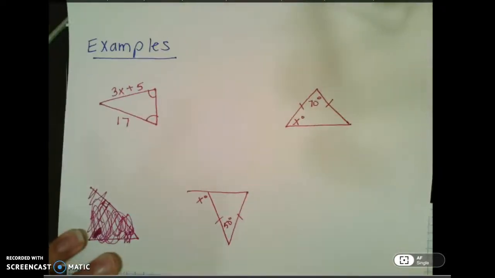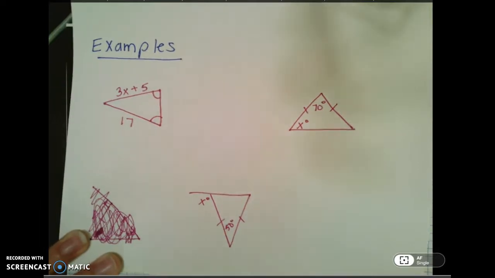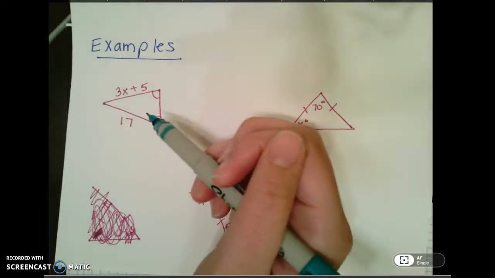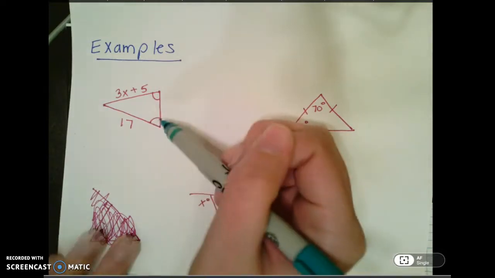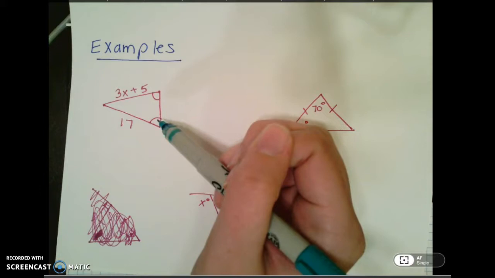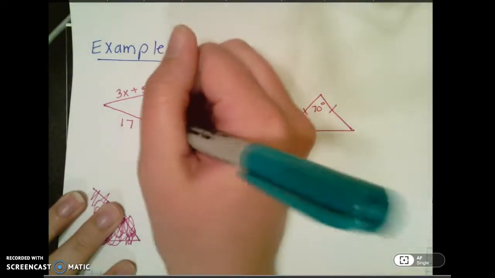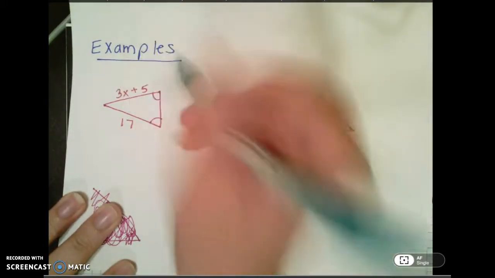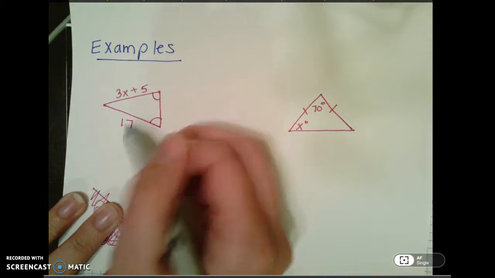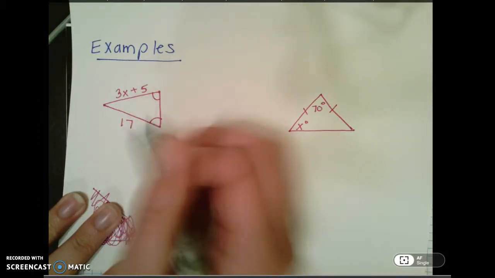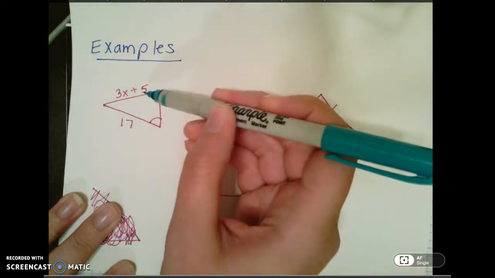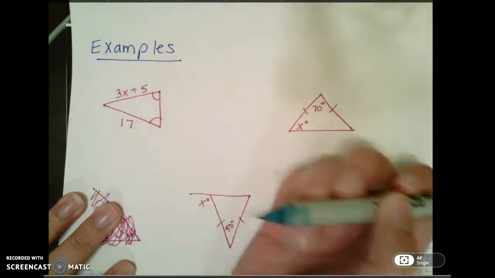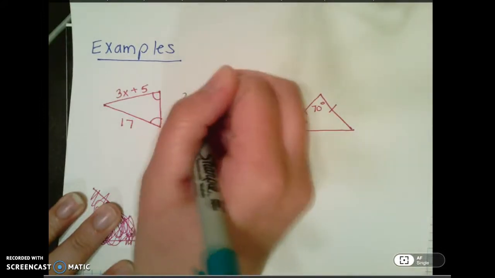So I've done a couple examples here. Please ignore my scribble. So here I have a triangle. It tells me that two of my angles match. Well, if two of my angles match, that means the opposite sides also match. So the side opposite this angle is 3x plus 5, and the side opposite this angle is 17. So because I know it's an isosceles triangle, I know that the 3x plus 5 side must be the same length as my 17 side. So I can do this by setting them equal.